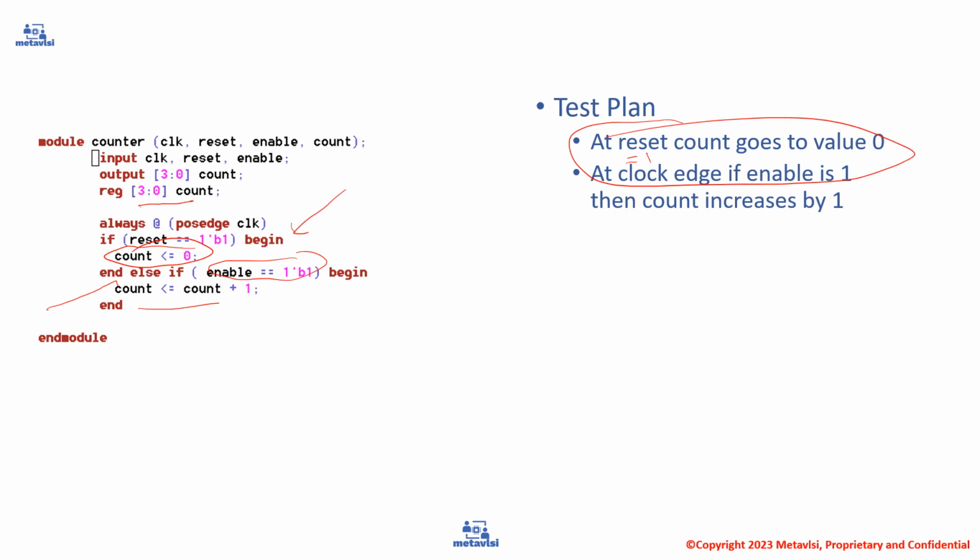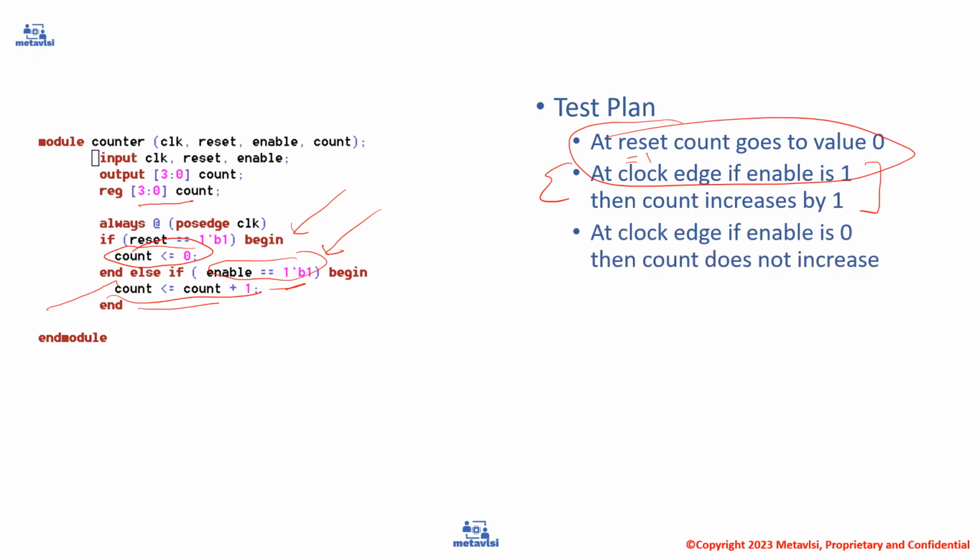So it's very important to write the test plan and create test cases for it. Second, at the clock edge, if enable is 1, the count should increase by 1. This needs to be tested, so we'll write a test case for that. If enable is 0 at the clock edge, then count should not increase. So this creates our basic test plan in terms of what we want to test in this counter.